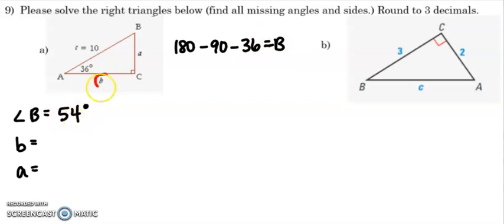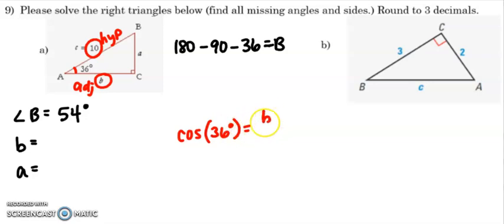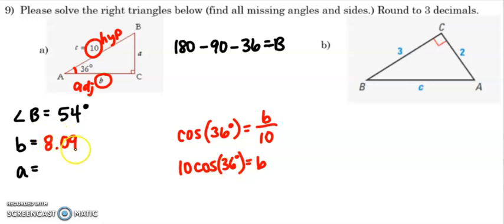To find side B, here's side B, which in relation to 36 is the adjacent side. And here's 10, the number I know, which is the hypotenuse. The reason I'm going to use 36 is because that's what's given to me. So I want to rely on the information provided. Well, what relates the adjacent and the hypotenuse? That's going to be the cosine function. So the cosine of 36 degrees will equal B over 10, which means that B equals 10 cosine of 36. Make sure you're in degree mode in your calculator. You should end up with 8.090.